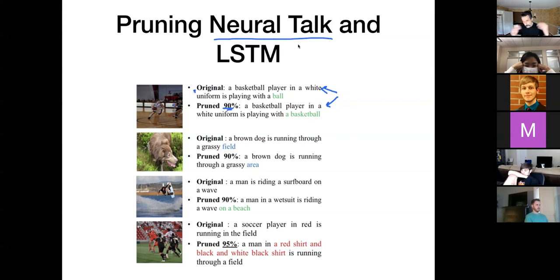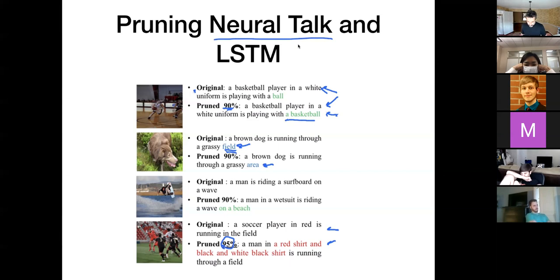After pruning, this is the difference that you see. It replaced the ball with basketball, which you can even consider better, depending on how you think about this. In this case, it replaced field with area. You can see that maybe field is more concrete, area is more generic, but it really depends how you want to interpret it. The interesting case is this one: a soccer player in red is running in the field. After you prune it 95%, it says: a man in a red shirt and a black and white black shirt is running.